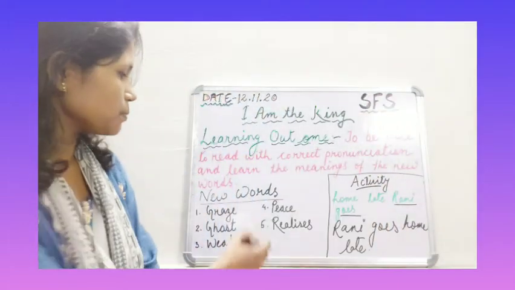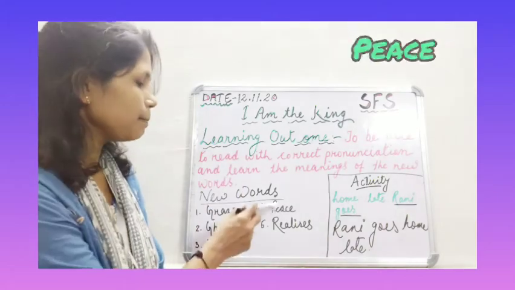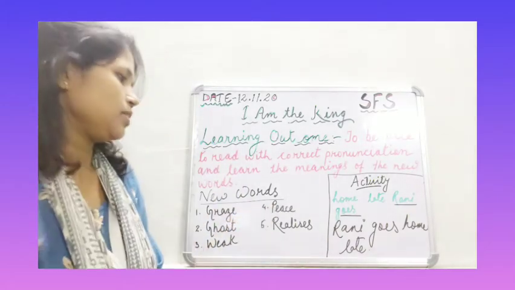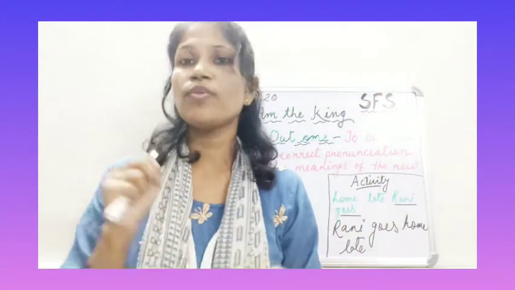The next word is peace. Fourth one, P-E-A-C-E, peace. So what is peace actually? Peace means when there is no war or fighting. It denotes that when there is no fighting among anyone, when there is so much love, there is no fighting. So it symbolizes peace.